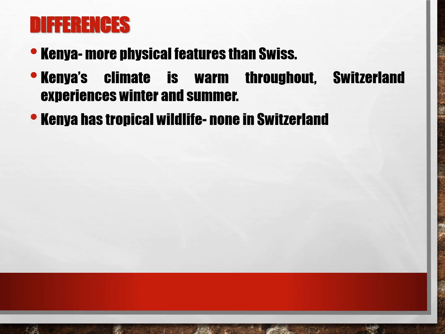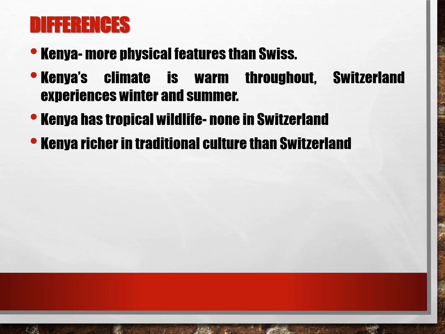Kenya has tropical wildlife. Being in the tropical region, we have tropical wildlife ranging from elephants to buffaloes to gazelles to leopards to all manner of tropical wildlife and even plants. Switzerland has none of that because, of course, it is not in the tropics. Then Kenya is richer in terms of traditional culture. We have more than 40 different cultural groups with different and unique cultures. Switzerland has none of that.